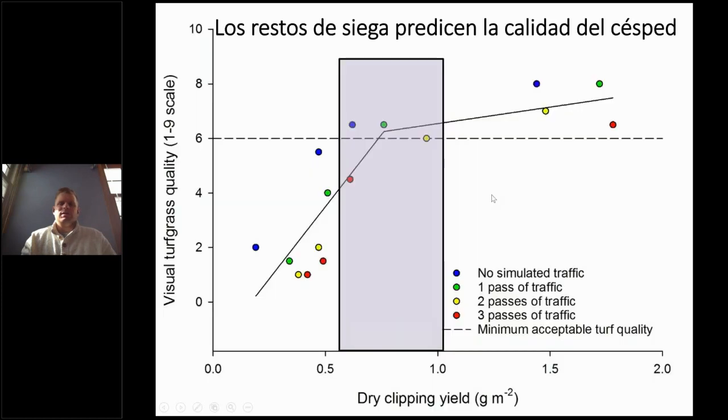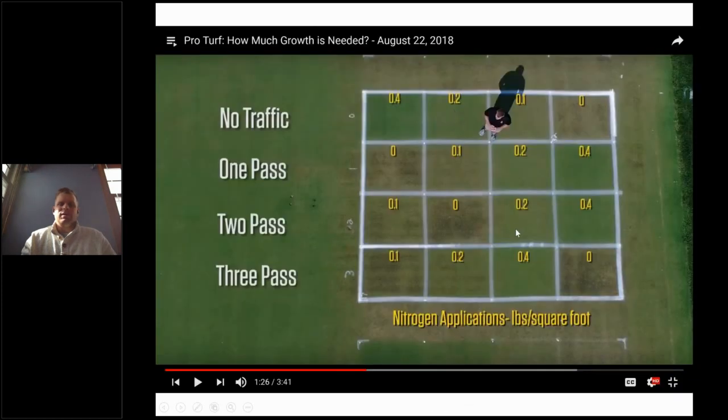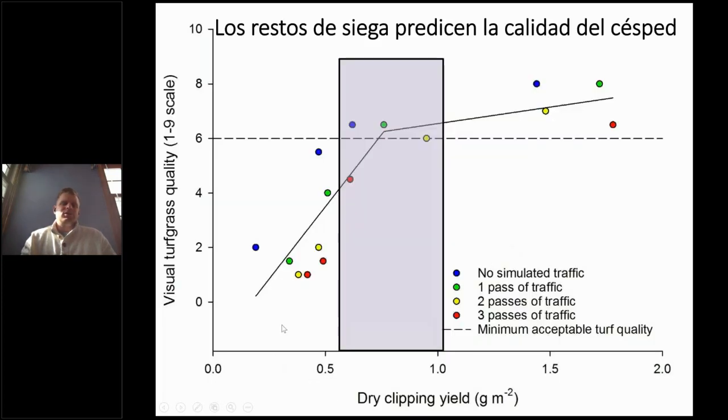So then the question was, what was the clipping yields here? What level of clipping yield did I need to maintain either this quality or that quality, and are they going to be similar or different? So instead of looking at how much fertilizer we needed or how much traffic was required or applied, we looked at what was the growth rate and then what was the corresponding impact on the quality. What did the grass look like?